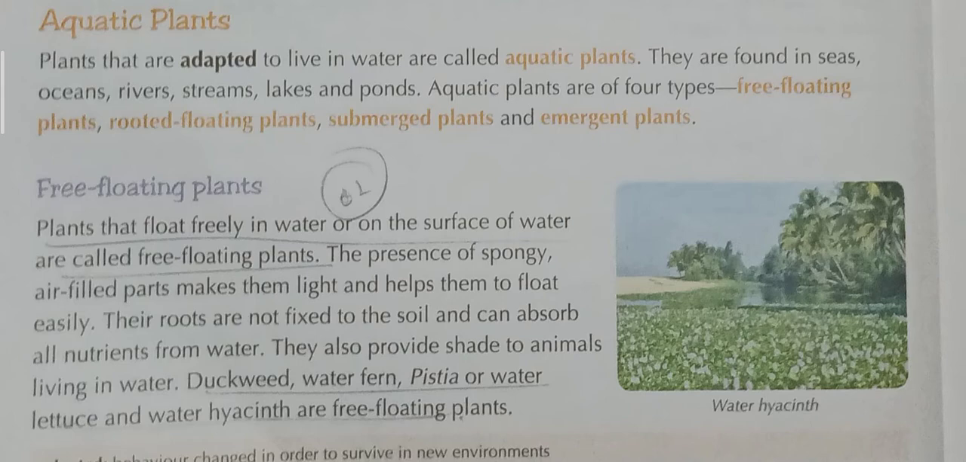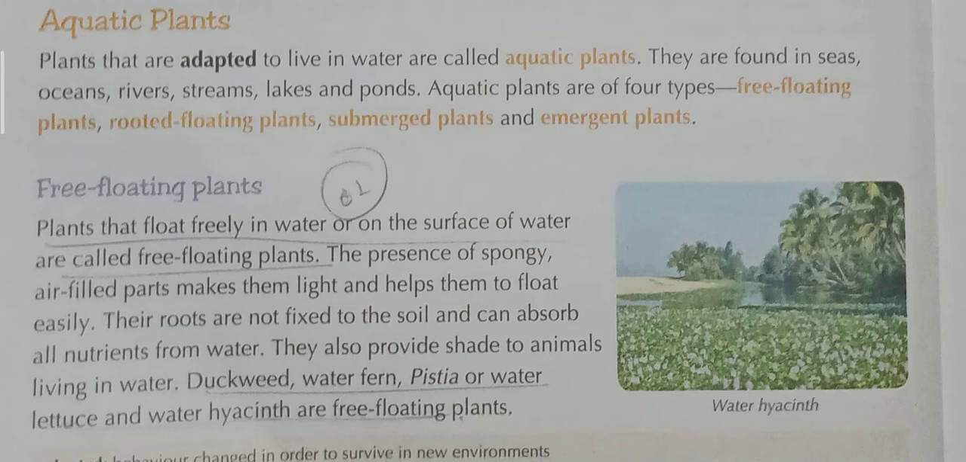Free floating plants are those plants that float freely in water or on the surface of water. The presence of spongy air filled parts makes them light and helps them to float easily. Their roots are not fixed to the soil and can absorb all the nutrients from water. Some examples of free floating plants are duckweed, water fern, pistia or water lettuce and water hyacinth. Water hyacinth is a very common plant. In Difu river also you can see water hyacinth.